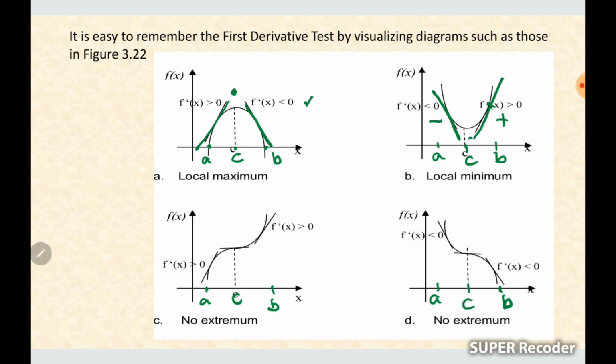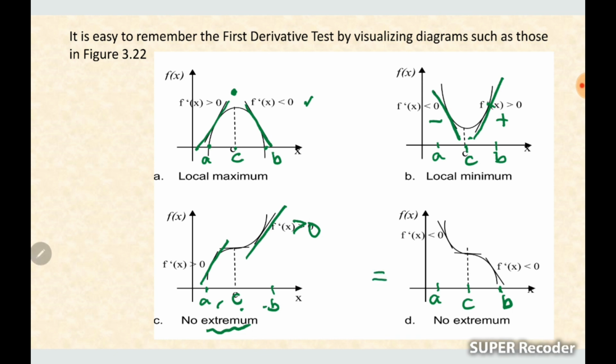But if f prime x is positive from point A to C, and from point C to B f prime x is still positive, we can conclude that there is no extremum. Extremum means it's either maximum or minimum. So there is no maximum or minimum here because the sign of f prime x does not change.